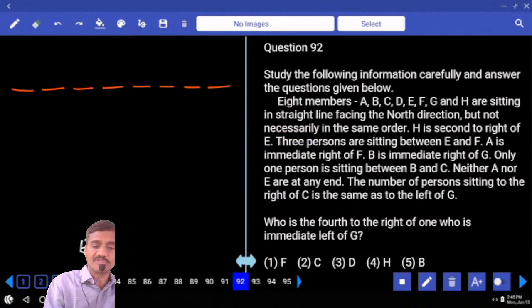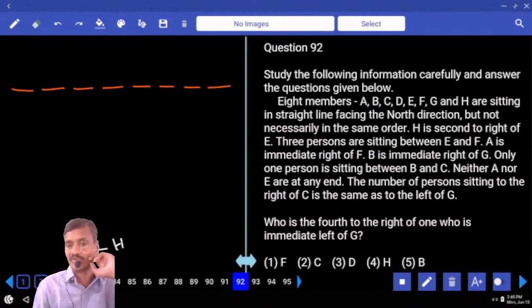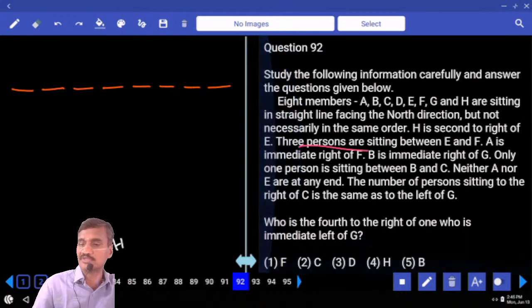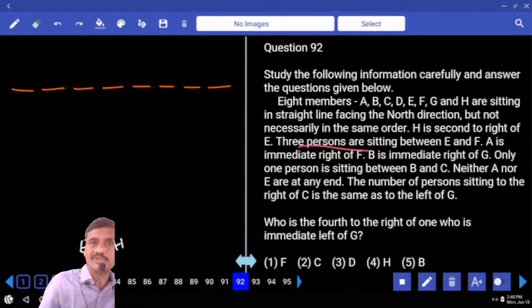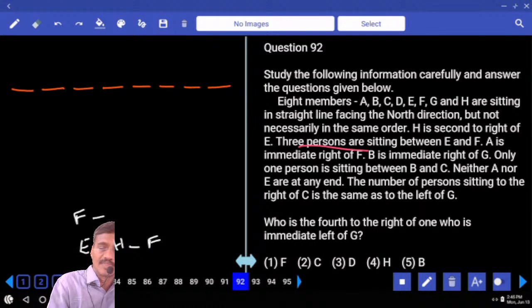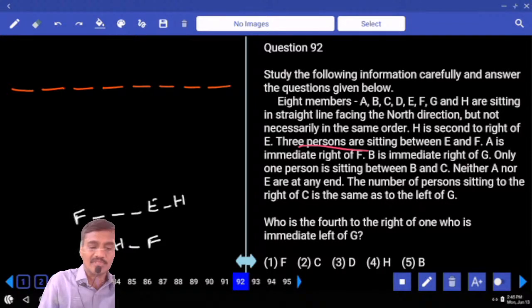As of now, we cannot represent the data because there will be more possibilities to this. H is seated second to the right of E. 3 persons are in between E and F. Now in between E and F, how many people are there? There must be exactly 3. 1, 2, 3. F can be like this, or F is here and 3 people between E and F, E and H will be like this, whether F is to the left hand side of E or to the right hand side. 3 persons between E and F, and at the same time H is seated second to the right of E.